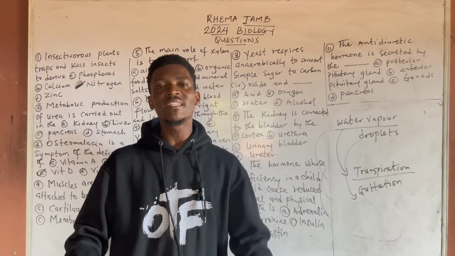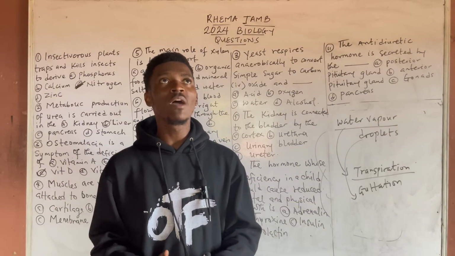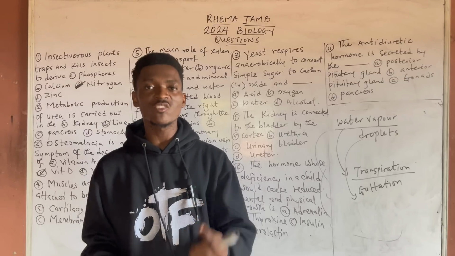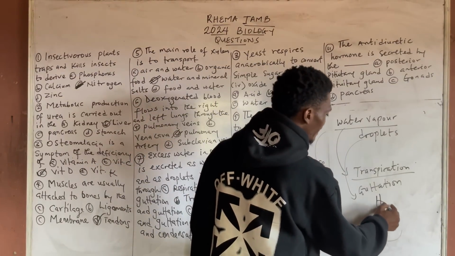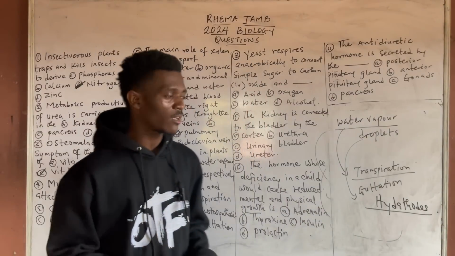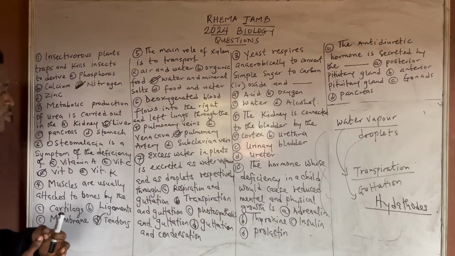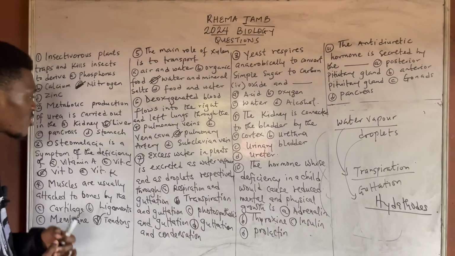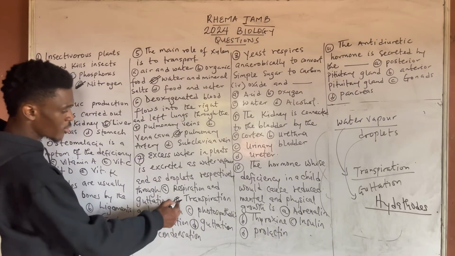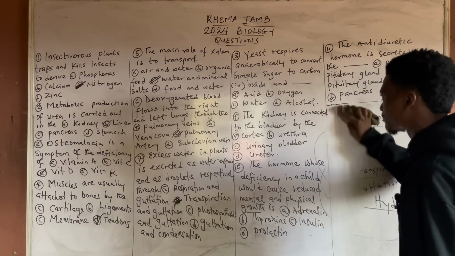Then while loss of water in the form of droplets is called guttation. And guttation is seen to usually occur early in the morning, and it takes place through some special structures that are called hydathodes. Hydathodes present on the surface of some leaves of plants. So the correct answer is actually transpiration and guttation. So what option do we have that? We have it in option B. All right. So without wasting much time, question 8.